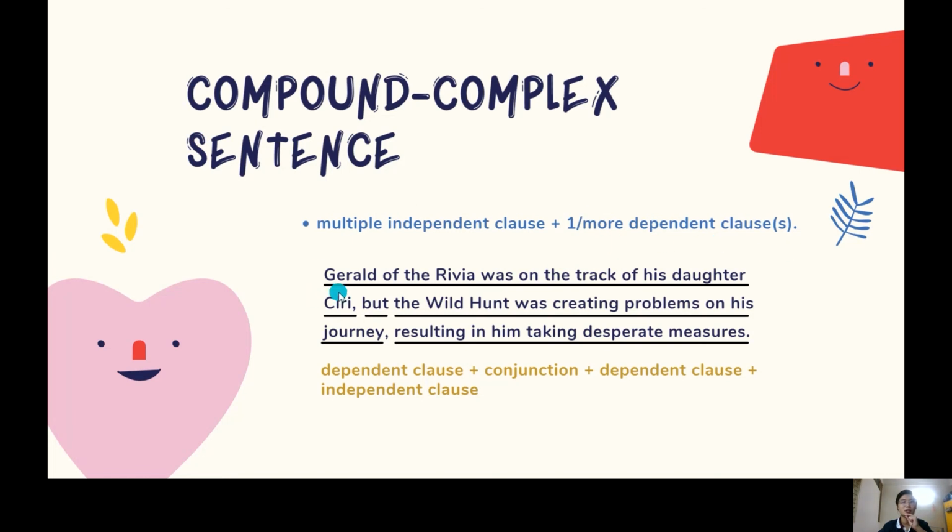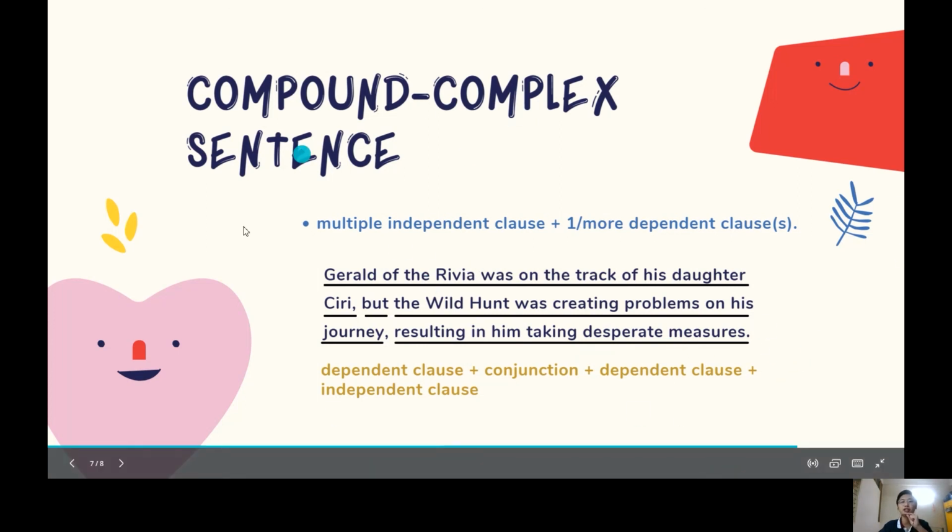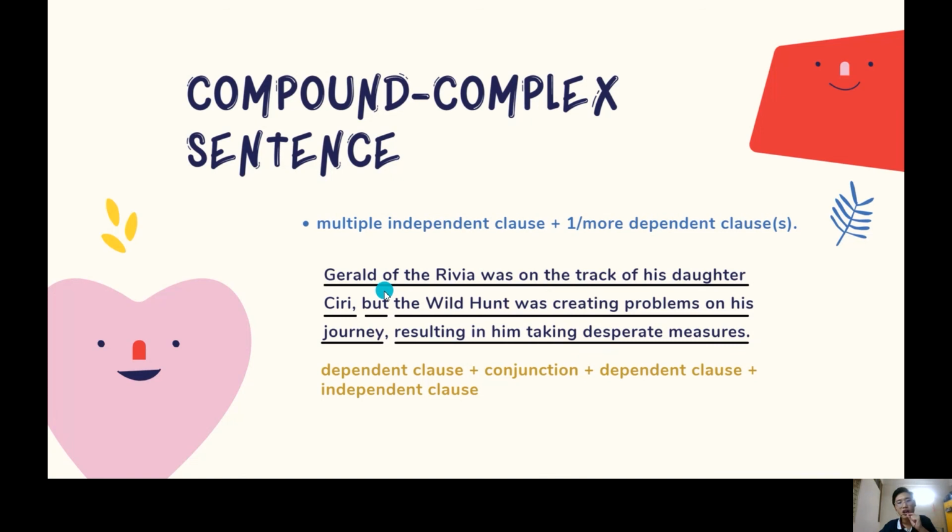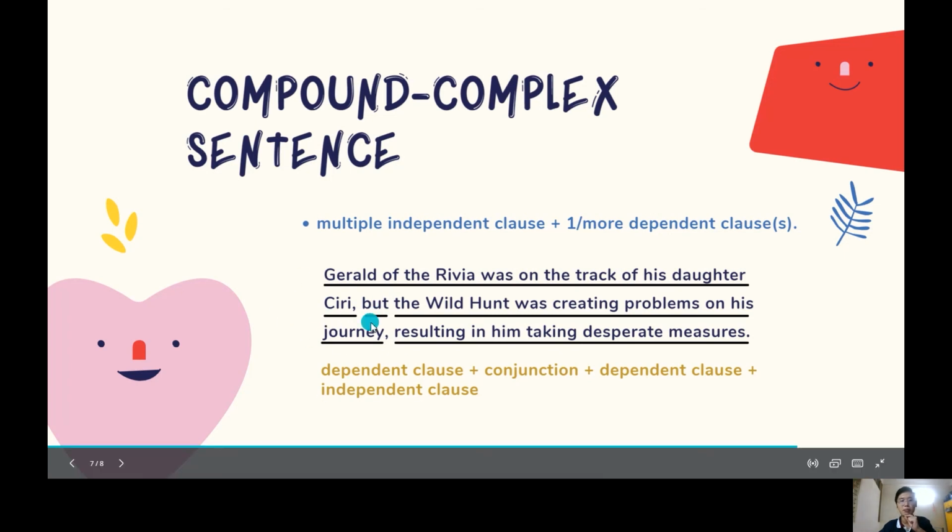So for instance, Geralt of Rivia was on the track of his daughter Ciri, but the wild hunt was creating problems on his journey, resulting in him taking desperate measures. So I know it's a very long sentence, but let us break this down one by one together, shall we? Okay, so for the first part, we have Geralt of Rivia was on the track of his daughter Ciri. So this seems like a complex sentence to me. So this is a dependent clause, but this is a conjunction.